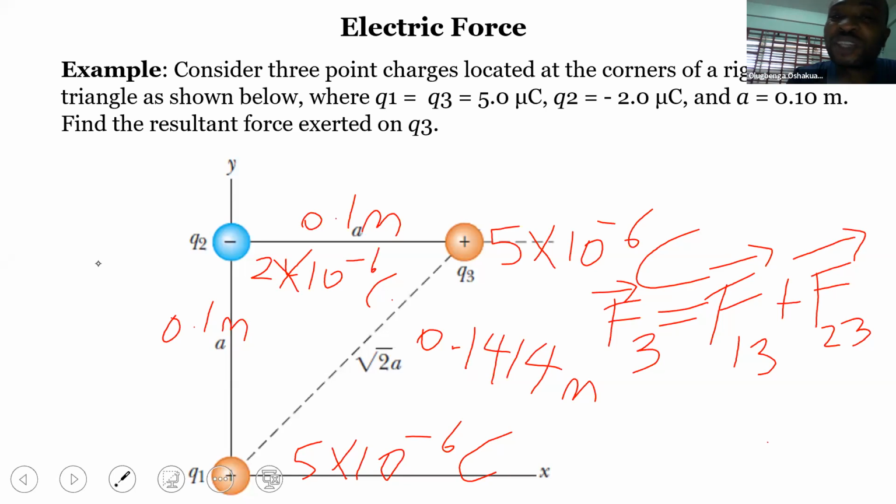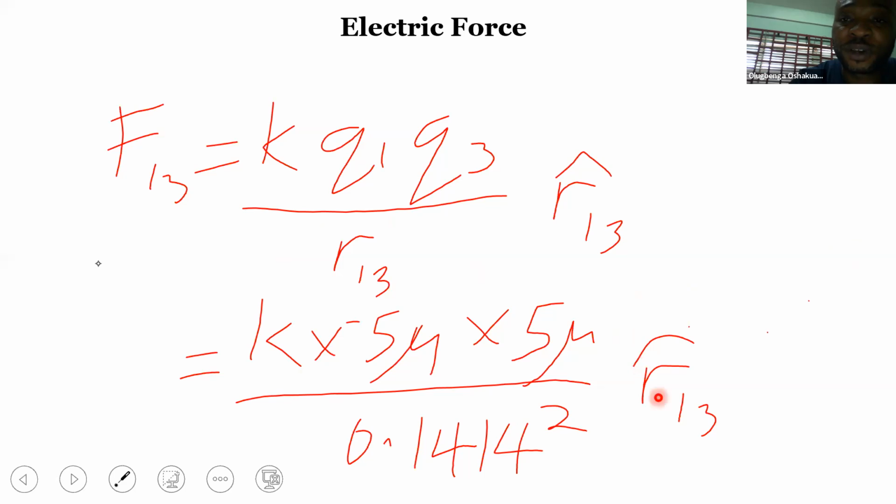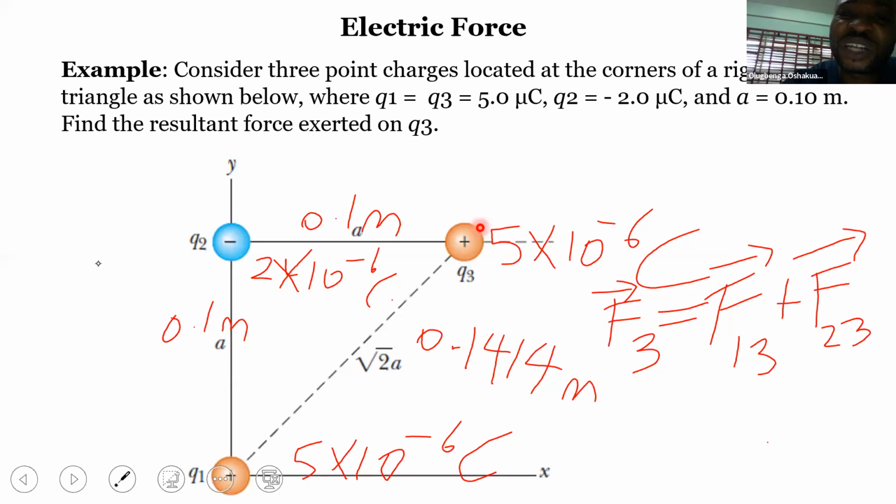Then we'll be interested in how this direction is defined. That is what R13 caret tells us. It tells us how this direction is defined. And if we want to define that, we define it in terms of x-axis and y-axis. We'll begin from this point on Thursday.